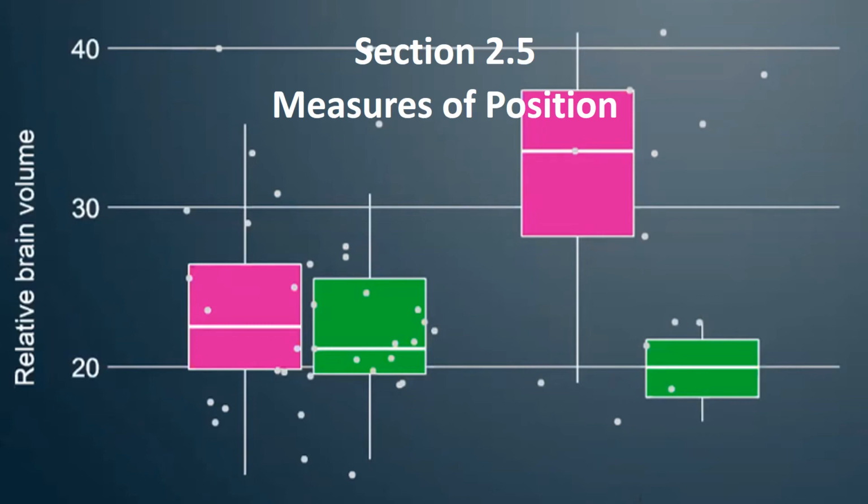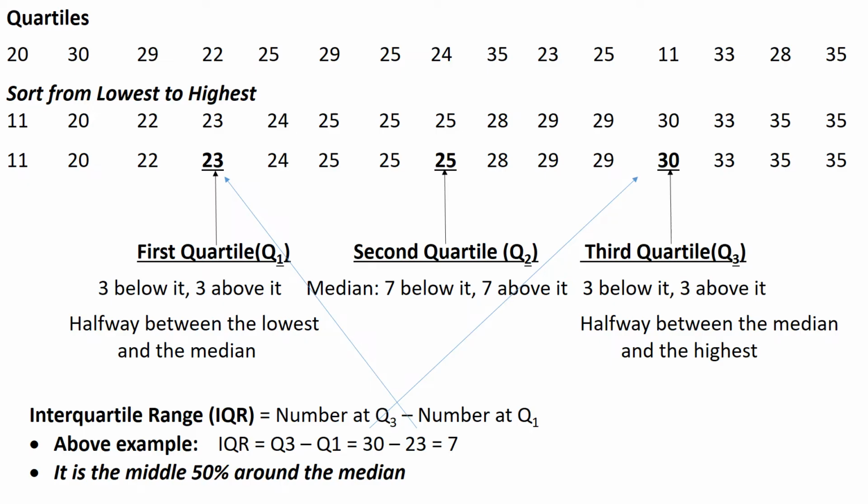Section 2.5, Measures of Position. In our last section, we talked about how to look at data in terms of relative variation. This time, we're going to look at data in terms of its relative position to each other.